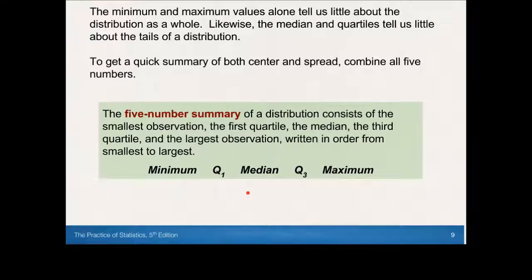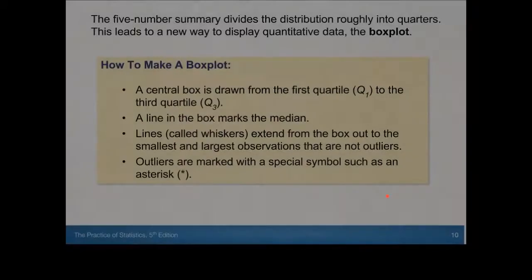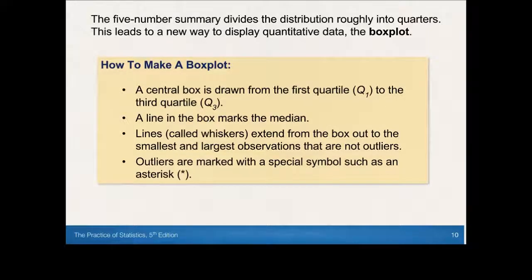Okay, so what we're going to do is take that information and make something graphical with it. It is called a box and whisker plot. The 5-number summary divides the distribution roughly into quarters. This leads to a new way to display it called a box plot.